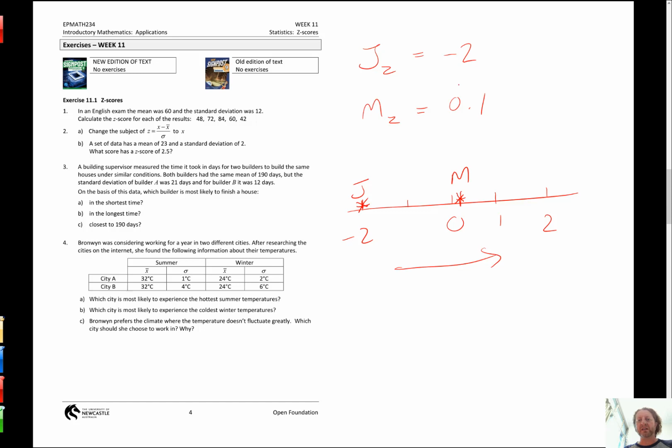Jimmy actually got 2 standard deviations below the mean. Mary got a little bit above. 0.1 might not look too impressive, but it is. It's above average compared to below average. So remember the plus minus in z-scores? Yeah, you want to be more to the right on the number line.